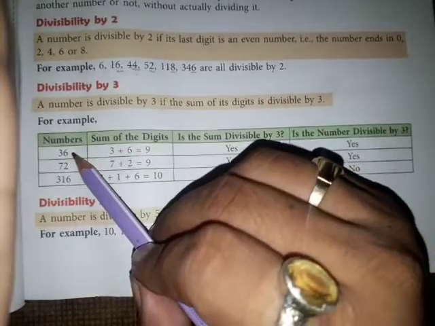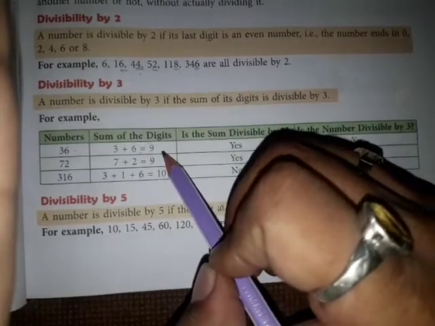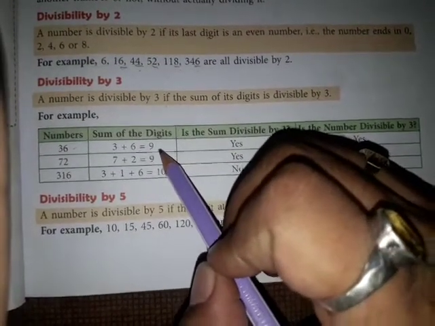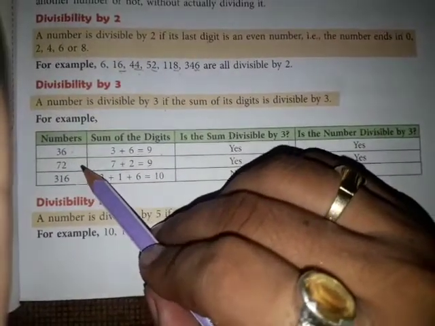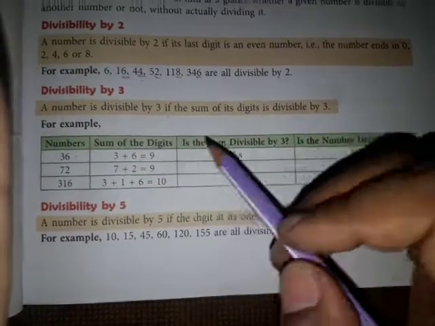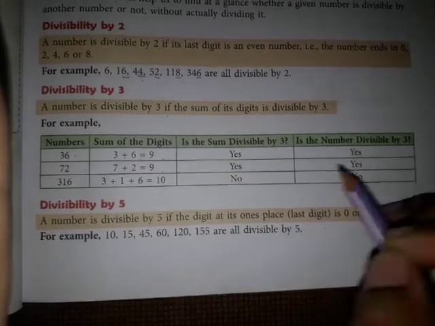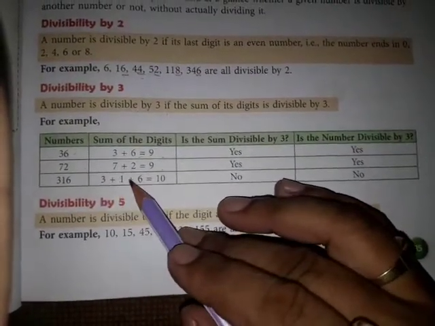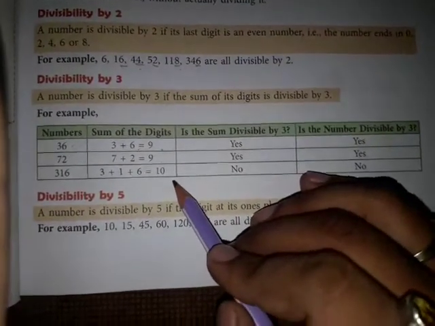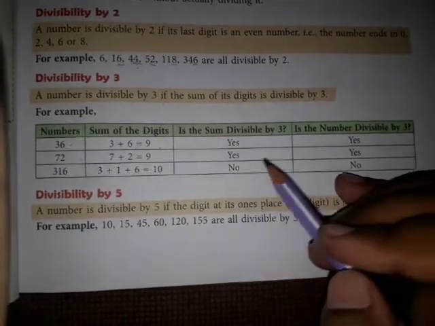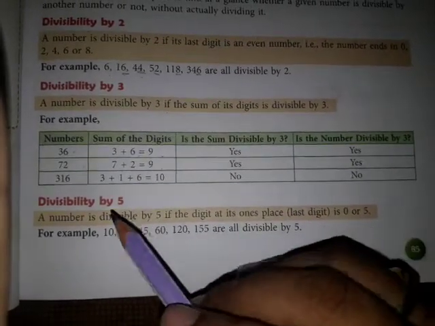For example, 36 is given, so 3 plus 6, the sum of the digits, is equal to 9. We know that 9 comes in 3's table, 9 is divisible by 3. So yes, the number is divisible by 3. 72, 7 plus 2 is also 9. So yes, 9 is again divisible by 3, so the number is divisible by 3. 316, we add up all the digits, 3 plus 1 is 4, plus 6 is 10. We know that 10 doesn't come in 3's table, so no, the number 316 is not divisible by 3.